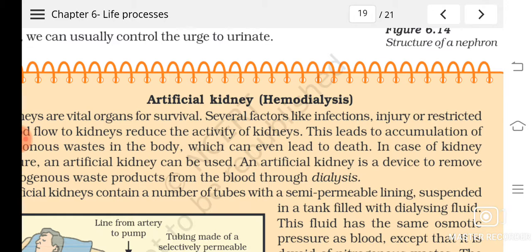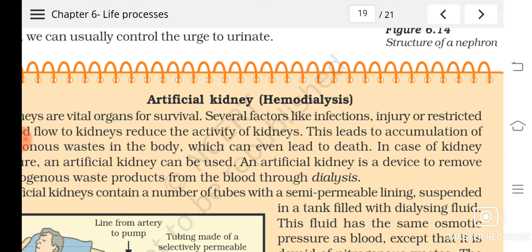So kidney transplantation you would also have heard. One person can live with one kidney. So if any persons are there whose kidneys are damaged, they can receive a kidney donated by a suitable donor.